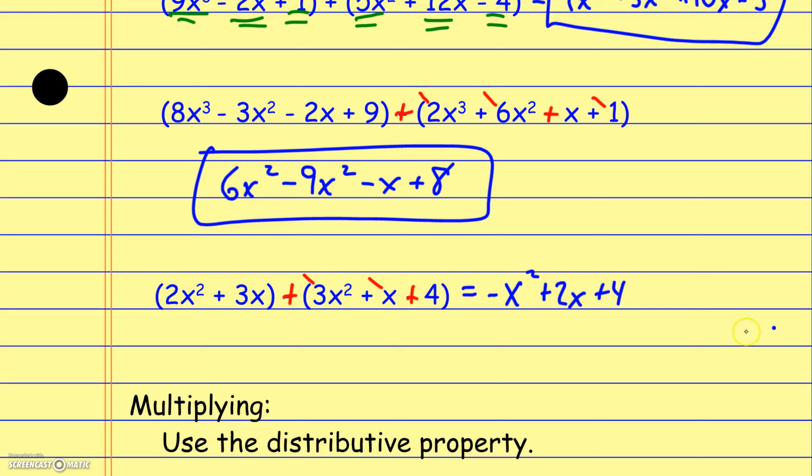Notice it's a plus 4. That's the one we really tend to mess up when we don't change it to adding the opposite. We tend to write that as a minus 4, but keep in mind, it's like nothing minus a negative 4. It's adding the opposite. It's a plus 4. Okay?